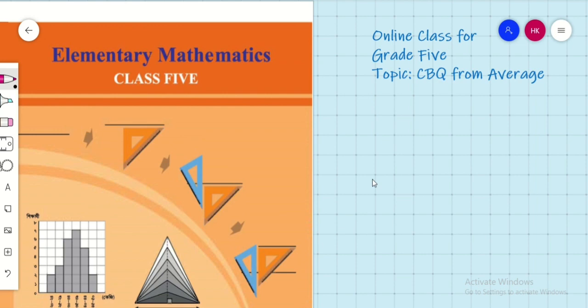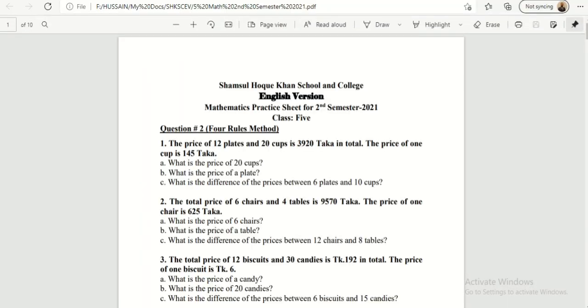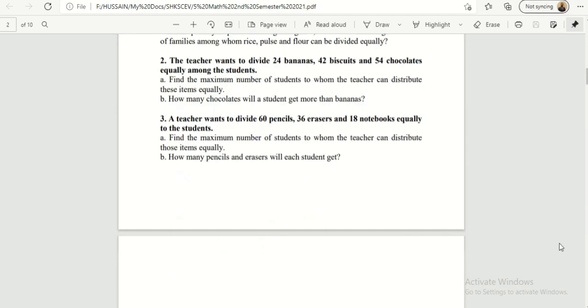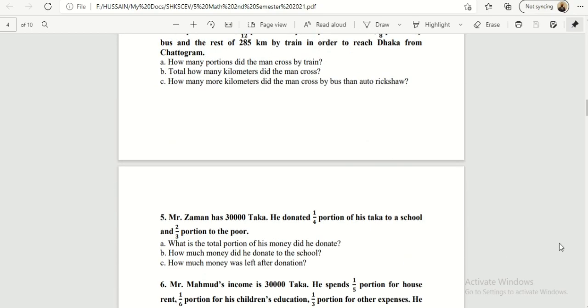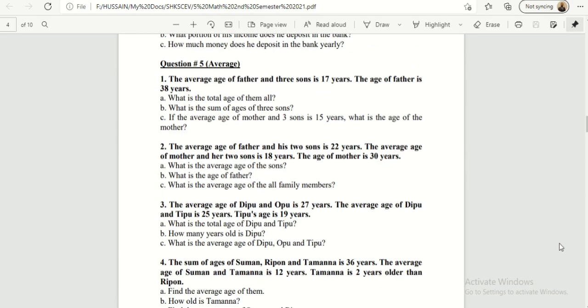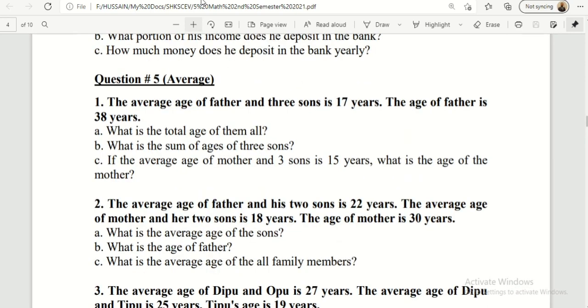Our topic today is competency based questions from the average chapter. I hope all of you have a math sheet like this. You can see a math sheet on the screen and you have this sheet. So open question number 5, that is average. Today we will do from number 1.